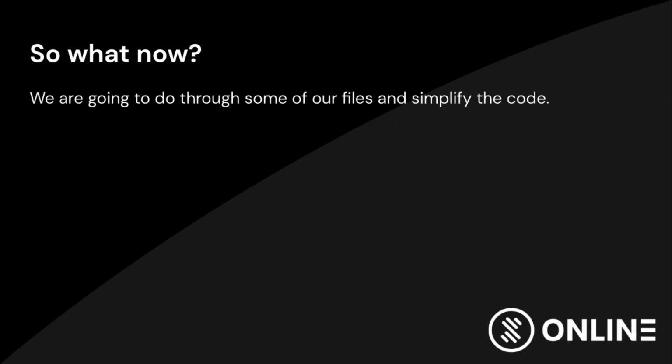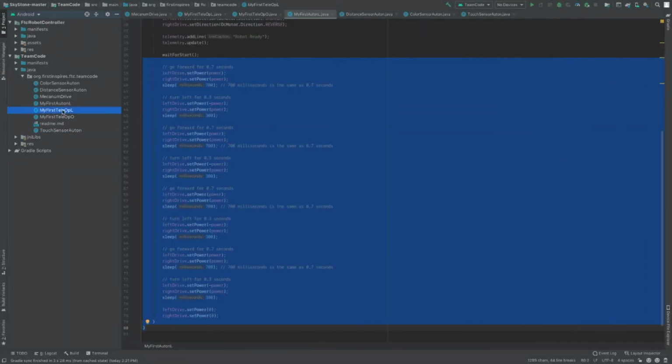So what now? We're actually going to go through some of our files and simplify the code using our functions. The first thing we're going to do is simplify the autonomous that we made today into just super easy code. So we're going to open our file. We have my first auton right here. We can close out some of these.